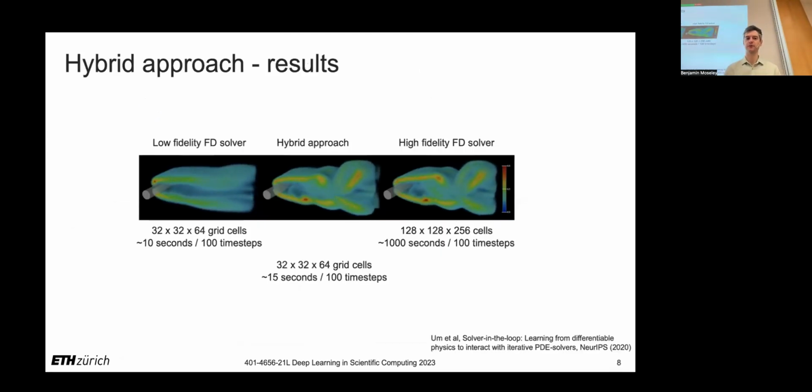Yeah, and so this was the result. So if we add that hybrid neural network in, we get a much better improved accuracy of the simulation, but also it takes a lot less time than if we did the high fidelity solver using a much finer grid for the simulation.